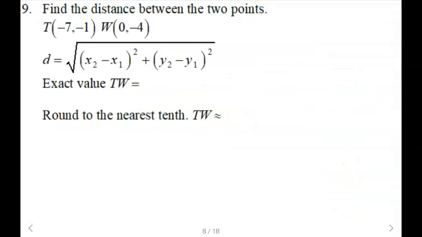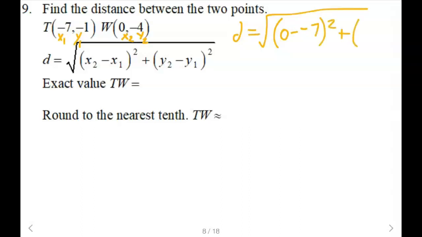Now the distance between 2 points in the coordinate plane, we'll have to use the distance formula. Label your points x sub 1, y sub 1, x sub 2, y sub 2. Plug them into this distance formula. First set of parentheses, we have x sub 2 minus x sub 1. Second set of parentheses, y sub 2 minus y sub 1.